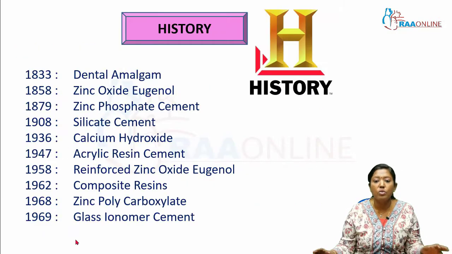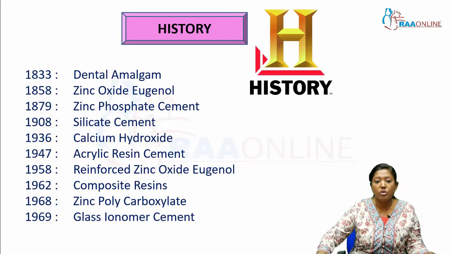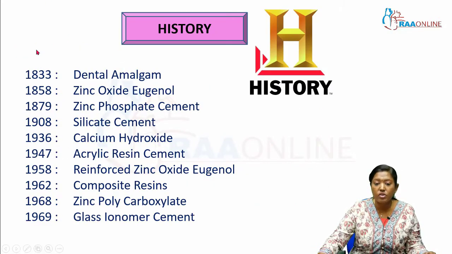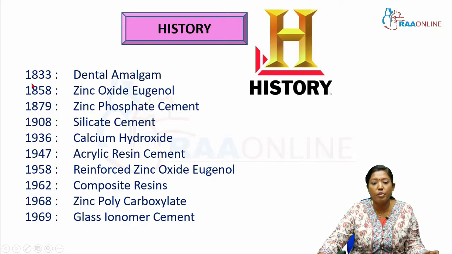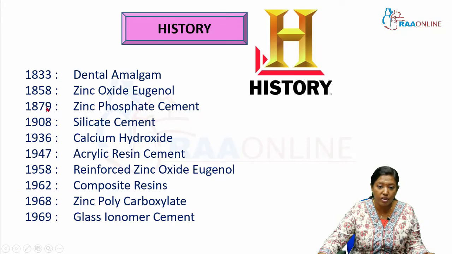Okay. So now coming to the history. The history gives you the years in which each of the few important cements were introduced. So all this you need to know in detail from the exam point of view. So first is amalgam, introduced in 1833. Then coming to zinc oxide eugenol, which was introduced in 1858. Then coming to zinc phosphate, which was introduced in 1879.